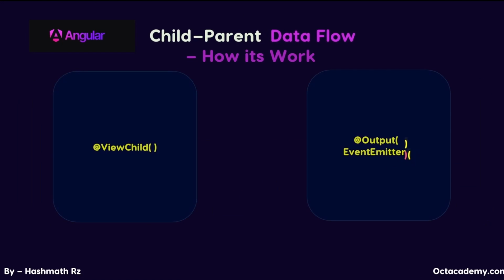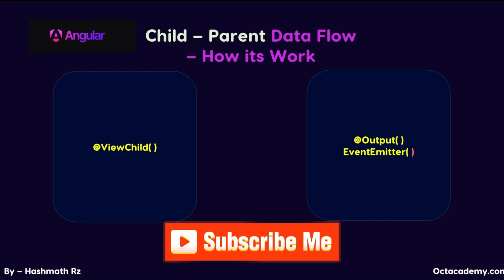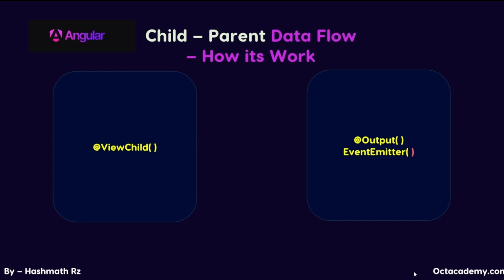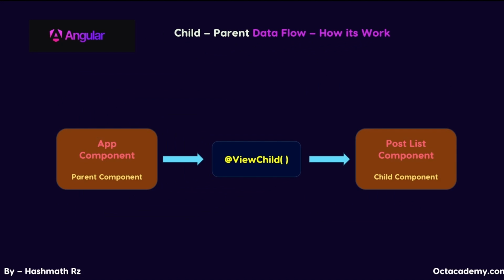Alright, so guys, in the previous lecture, we learned how to deal with the data flow from child to parent component. For this, we use two approaches, ViewChild and the Output event approach. So let's look at how these decorators work and what the differences are between these two approaches. So first, let's look at the first approach, which is the ViewChild decorator.